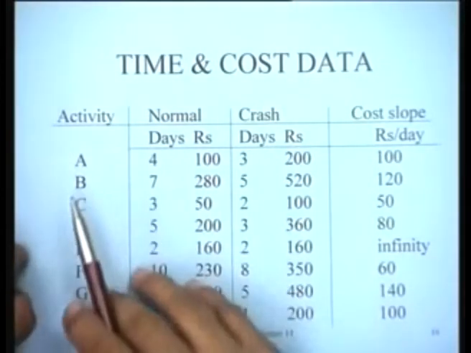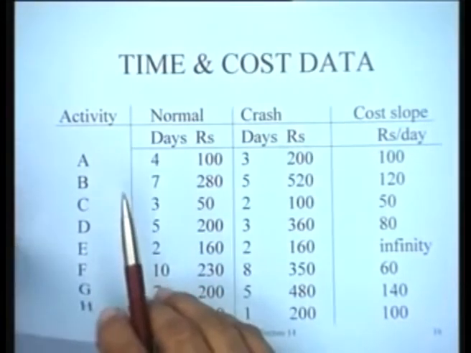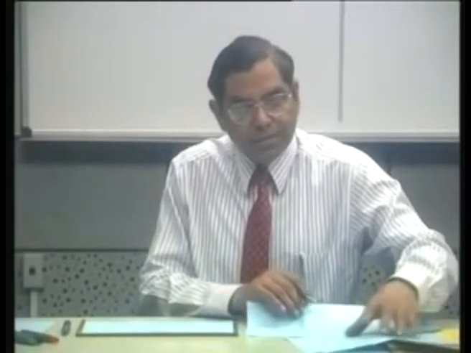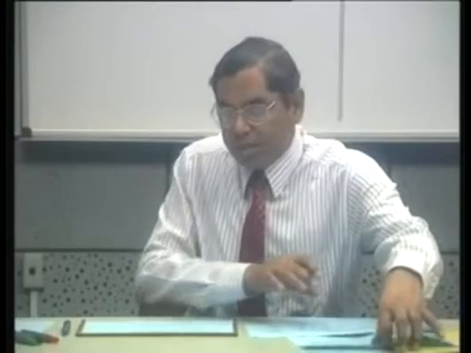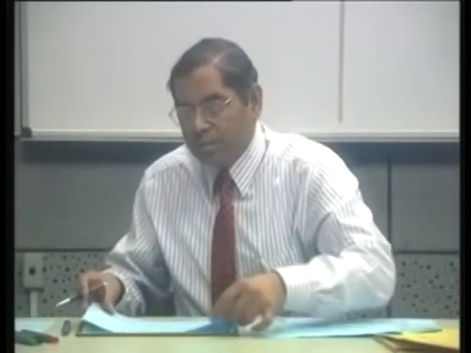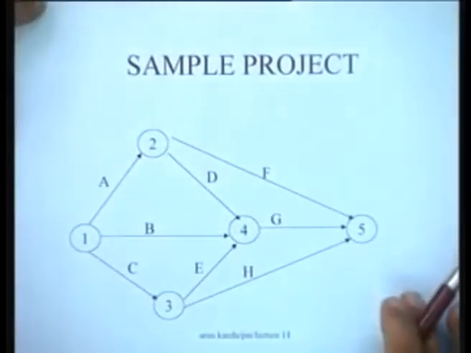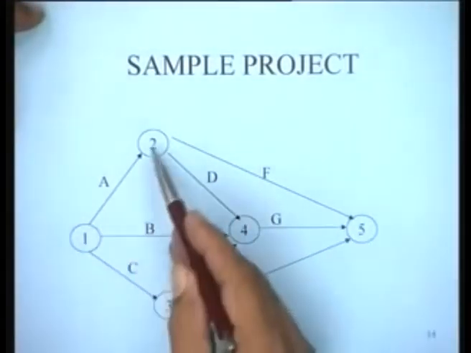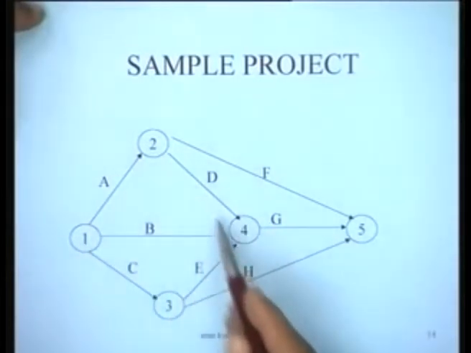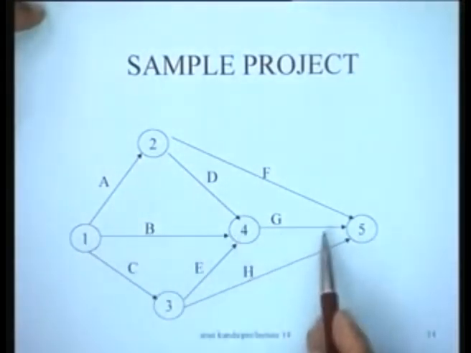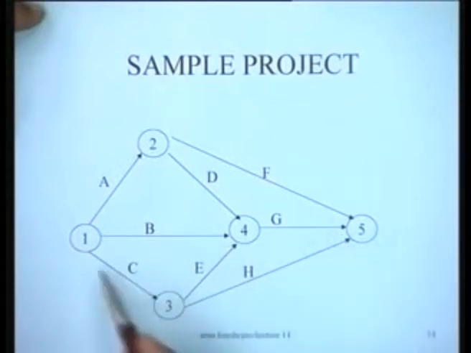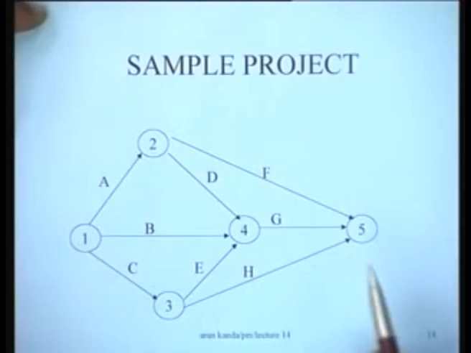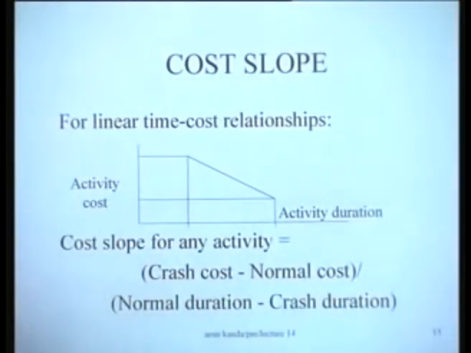Now let's see how exactly we could organize our computations. What we will do is, we have this particular project network. Basically we have to keep track of all the paths. So which are the various paths? AF is a path, ADG is a path, BG is a path, CEG is a path, and CH is a path. These are the various paths in the project, all the paths. You can easily identify them.